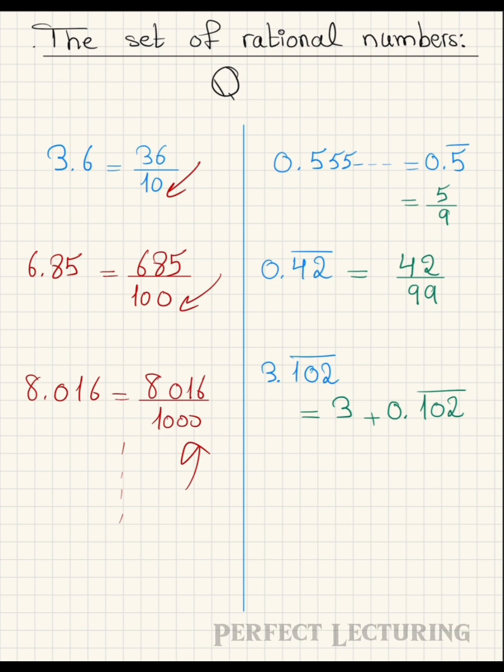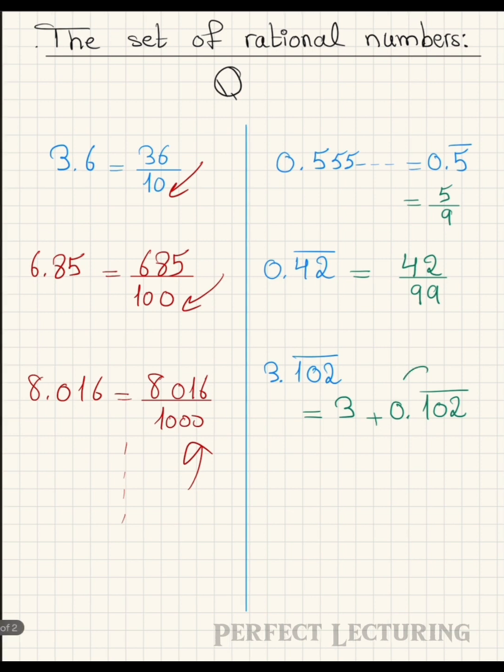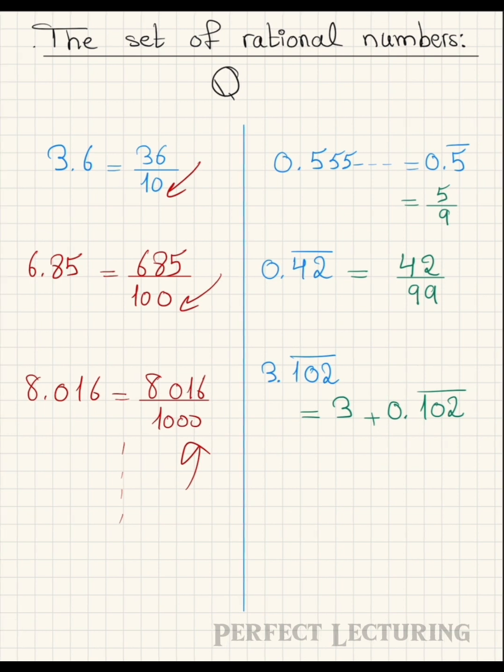So in order to convert it into a fraction, I must have 0 in the integral part. So this becomes 3 plus 102 over 999. We do a common denominator and we end up with 3099. Now we can write how the set Q looks like.